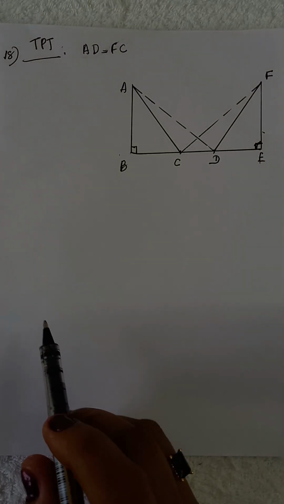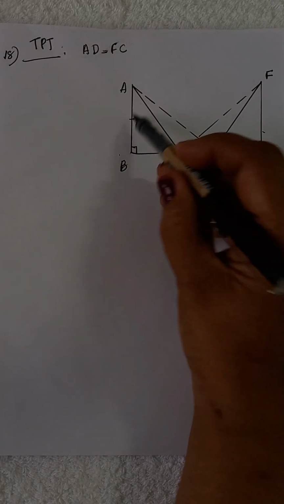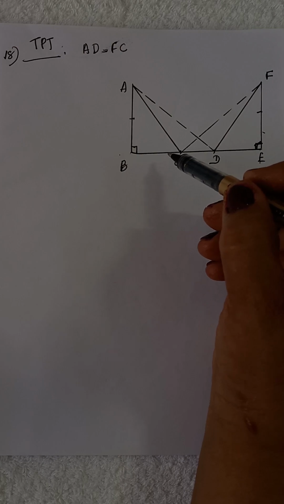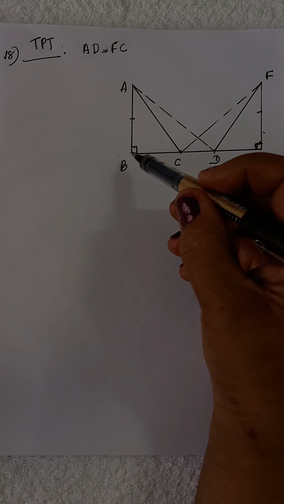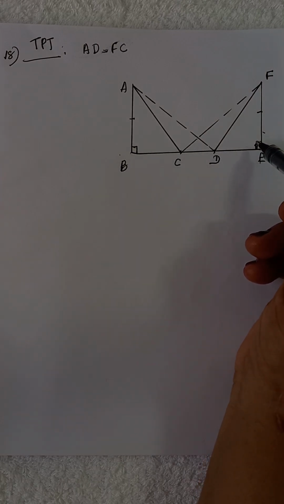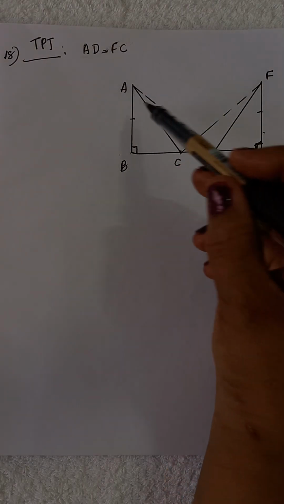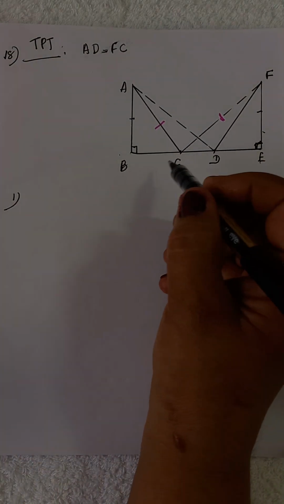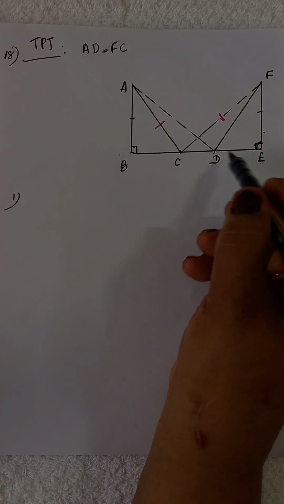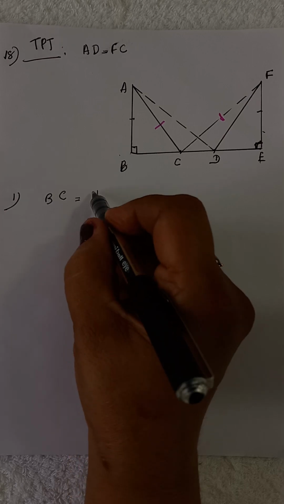Now the 18th question. In the following figure, AB is equal to EF. These two are equal. BC is equal to DE. These two lengths equal. Then angle B is equal to angle E is equal to 90 degree. Then what we have to prove? We have to prove that AD is equal to FC. That we have to prove. Now we can take first point. We are given this BC is equal to DE. So we can write BC is equal to DE.